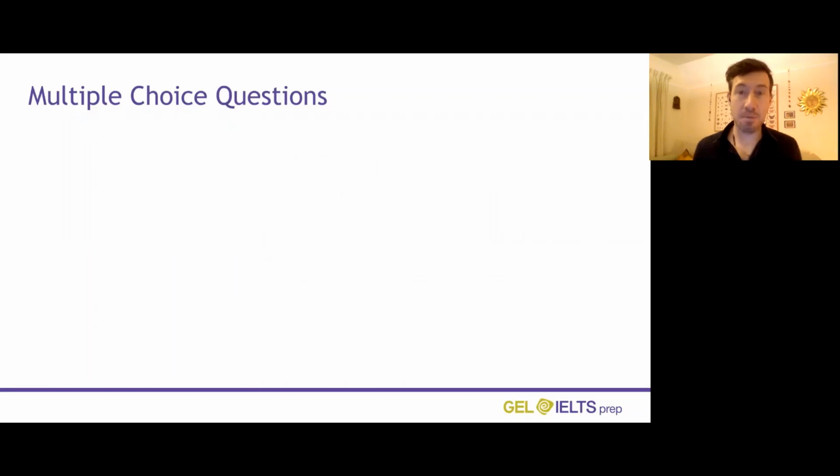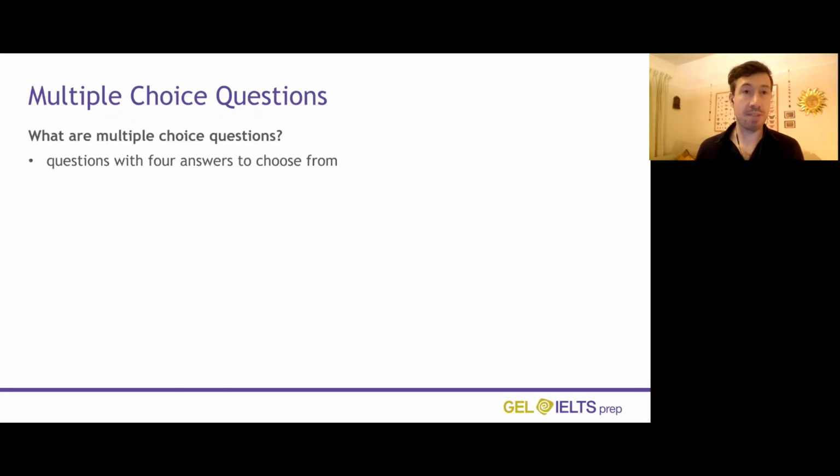So let's start with multiple choice questions. What exactly are multiple choice questions? Well, they're questions in the reading that have 4 answers to choose from. So it'd be like A, B, C, and D. You have to choose one of them.